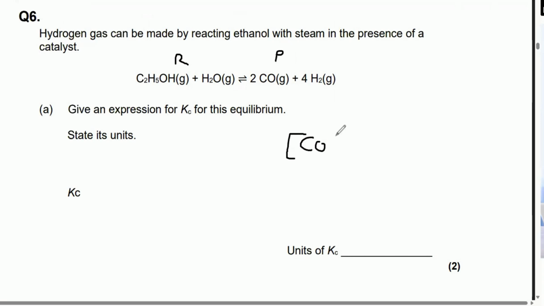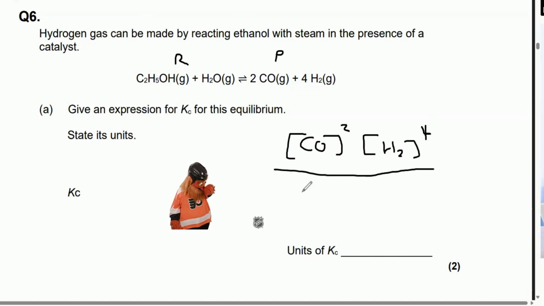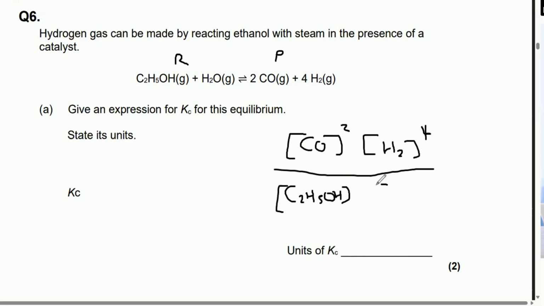So we've got CO. What's the coefficient? It's 2. So you're going to put a 2 here. And then we've got hydrogen. What's the coefficient? It's 4. So we're going to put 4 there. Then we're going to put the line underneath. And then we're going to put ethanol. And we're going to put water.